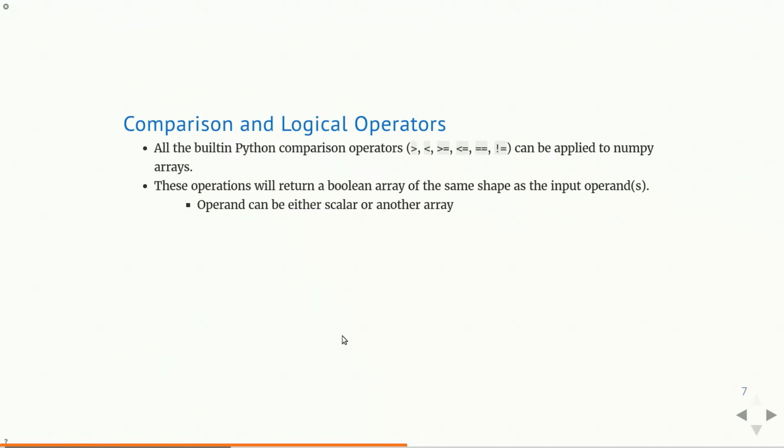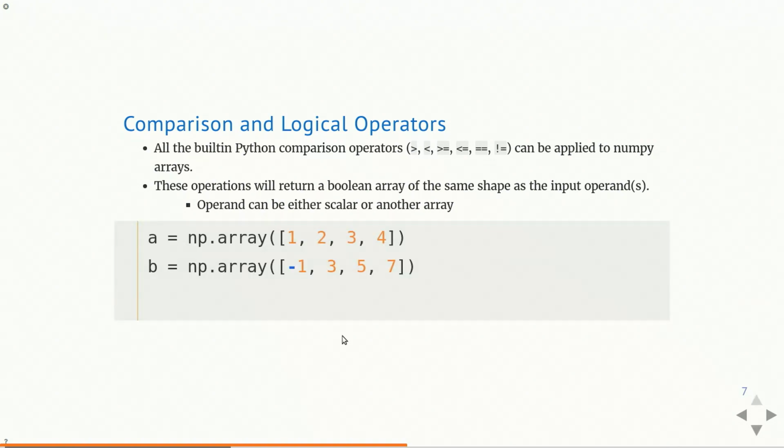As in the case of arithmetic operators, comparison operators can also be applied on arrays. These operations are also applied element-wise. However, these operations will return an array of type Boolean of the same shape as the input operand. So let's see some examples. Here, given two arrays a and b, I am going to apply comparison operators. First I am going to apply the equality operator. So let's print a equal to b. This will give us a new resultant array with values either true or false.